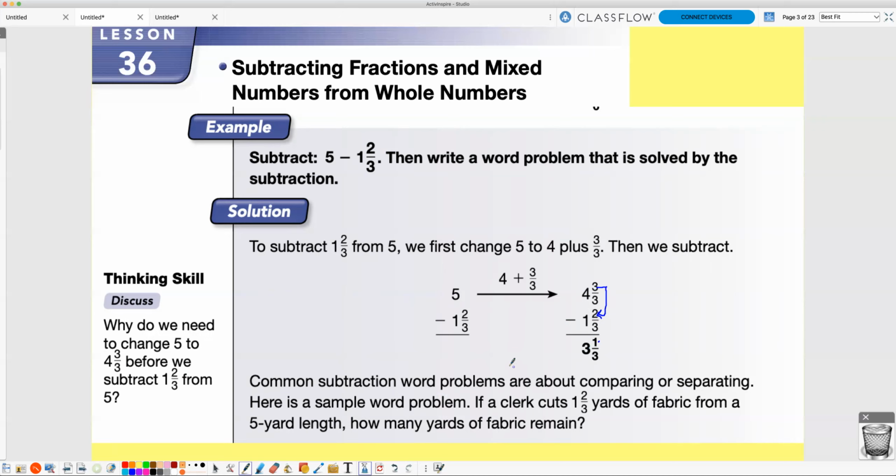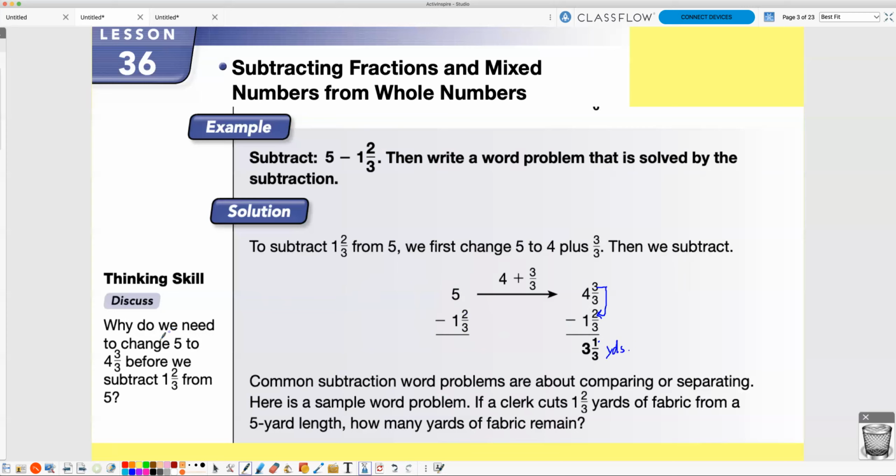Common subtraction word problems are about comparing or separating. So here's a sample word problem of this. If a clerk cuts 1 2/3 yards of fabric from a 5-yard length, how many yards of fabric remain? So 1 2/3 was subtracted from 5. We would have 3 1/3 yards of fabric remaining.